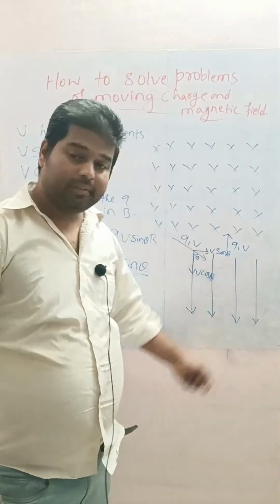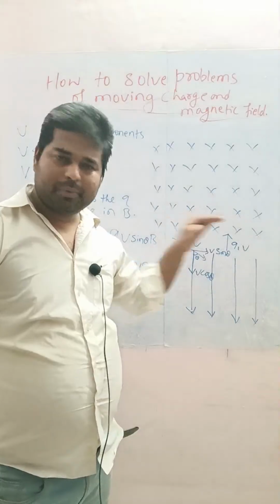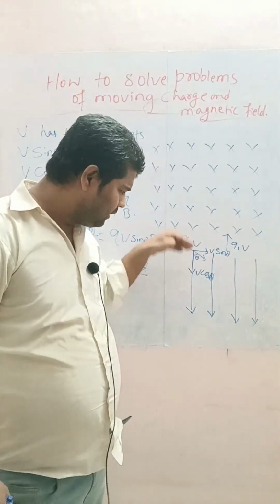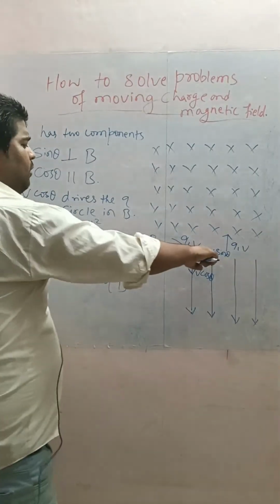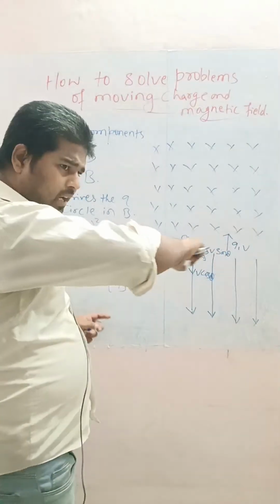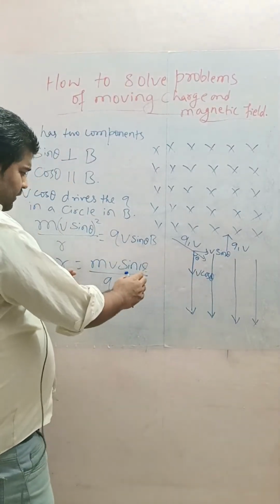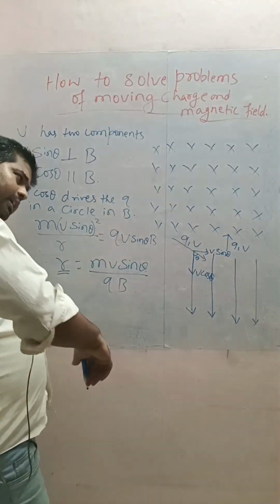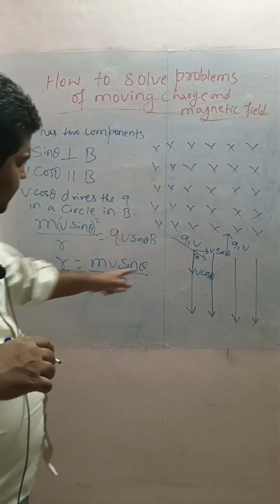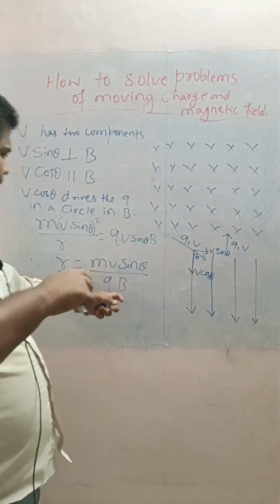It has two components of its velocity. One is v sin theta. This component is perpendicular to B, and v cos theta, this component is parallel to B. And the perpendicular component of velocity drives the charge in a circle, and through that the radius of the circle is this. Clear? The charge will go in a circle, but it has some radius. The radius is this.